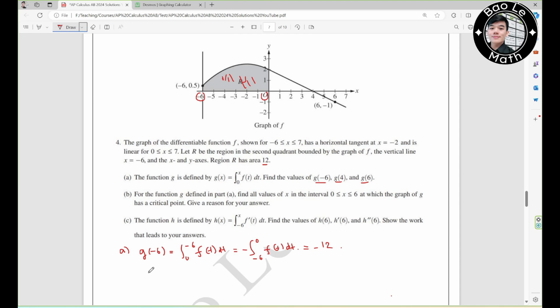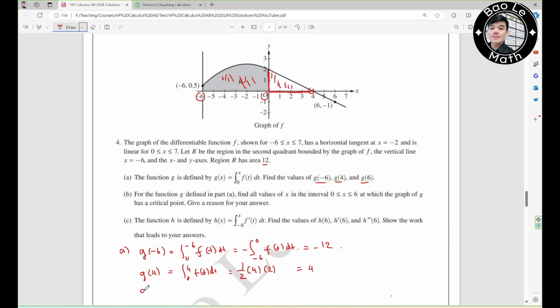Next one, g of 4 equals the integral from 0 to 4 of f of t dt. Alright, from 0 to 4 it's going to be right here. This is actually the area of this triangle right here. Alright, so equals 1/2 base times height. Right, base equals 4 right here, and height is equal to 2. So it's going to be 1/2 times 4 times 2. So the answer should be 4.